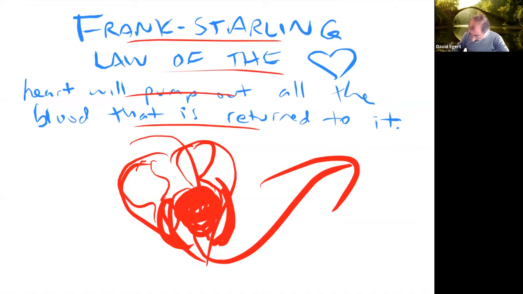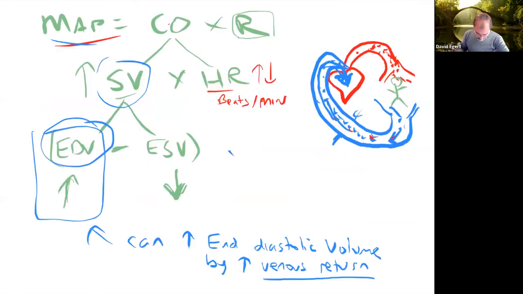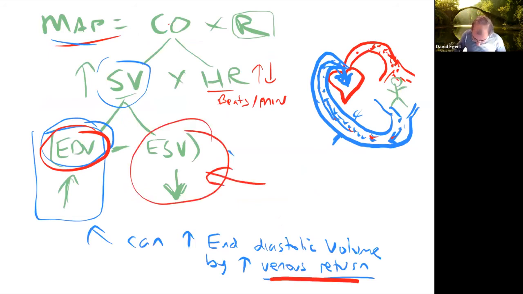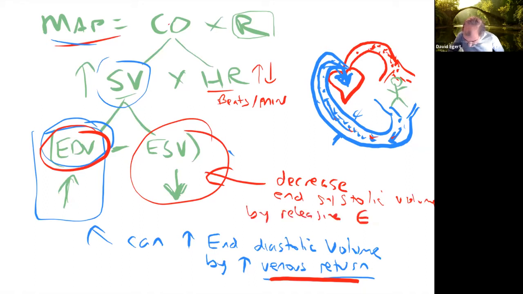So if we go back to my picture here, I was saying we can increase end diastolic volume by increasing venous return. I can also decrease my end systolic volume. Let me write it out. For instance, by releasing epinephrine. Epinephrine increases the contractile strength of the ventricles.